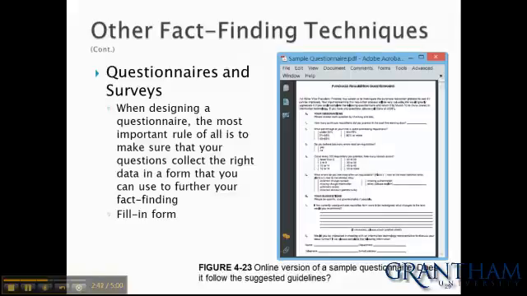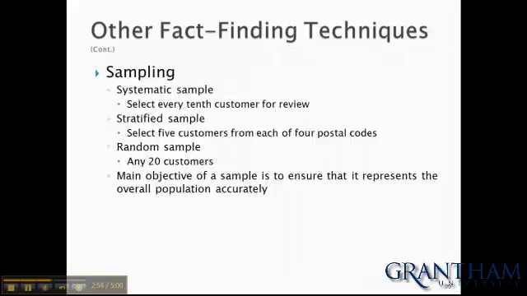Questionnaires and surveys. When designing a questionnaire, the most important rule of all is to make sure that your questions collect the right data in a form that you can use to further your fact-finding. Use fill-in forms. Sampling. You could have systematic samples: select every 10th customer for review. Stratified sample: select 5 customers from each of 4 postal codes. Random: any 20 customers. The main objective of a sample is to ensure that it represents the overall population accurately.